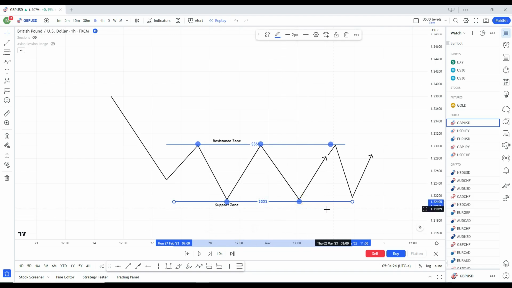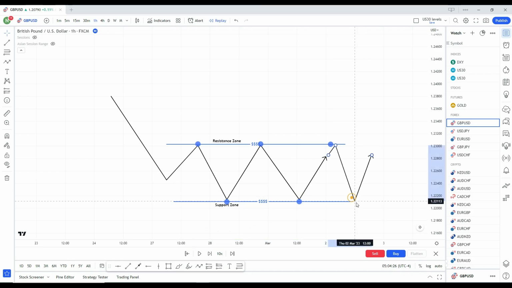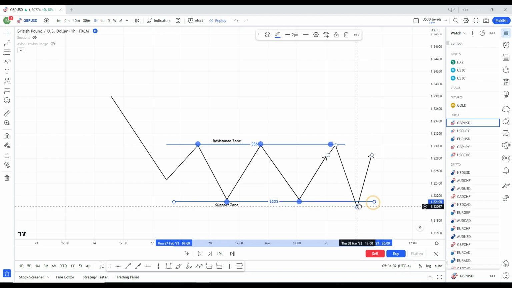So they are interested in manipulating these stop losses by giving a false breakout before an aggressive buy to the upside, after taking out most of the retail traders and making an aggressive move.